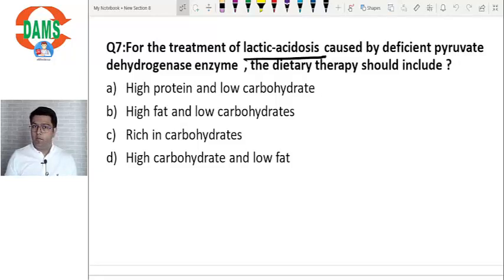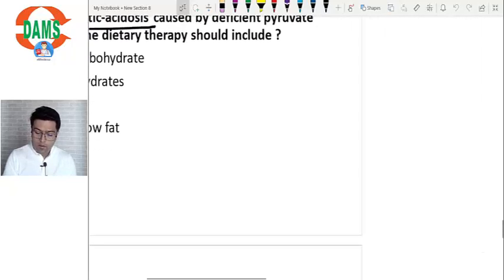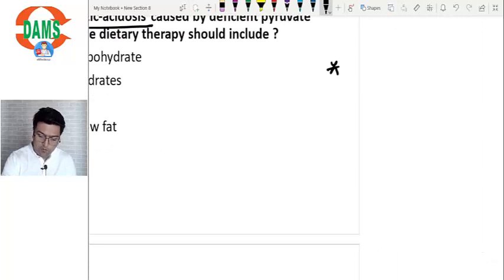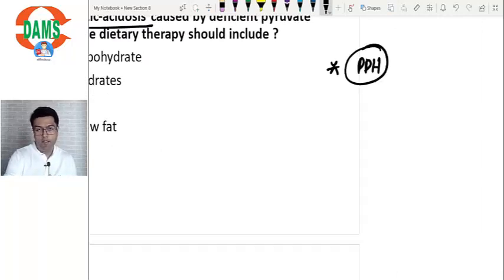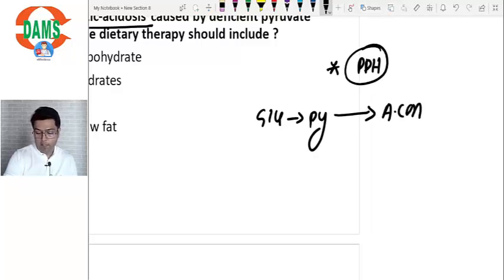How are ketones made? Ketones are made by the ketogenic diet. In this MCQ, you should know that PDH, pyruvate dehydrogenase, is a very important enzyme. Normally we convert glucose to pyruvate by glycolysis, and pyruvate is converted into acetyl coenzyme A by PDH. Then acetyl CoA goes to the Krebs cycle and generates ATP via the electron transport chain.